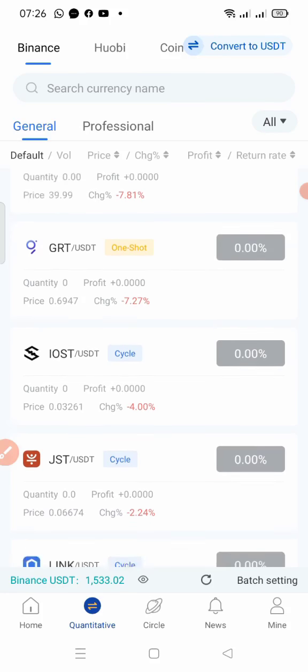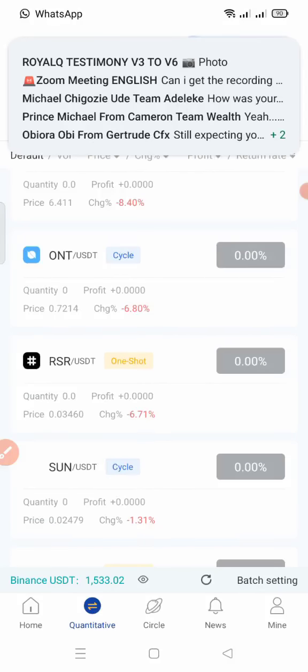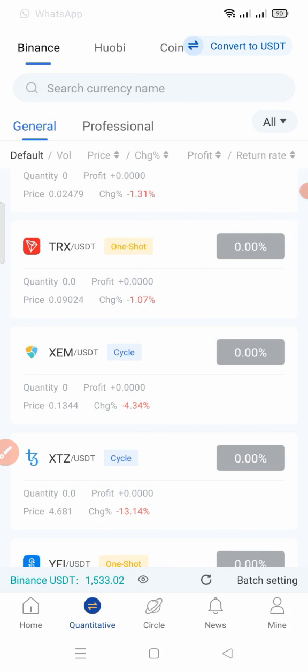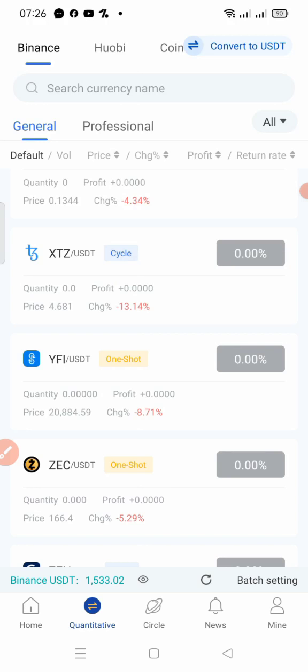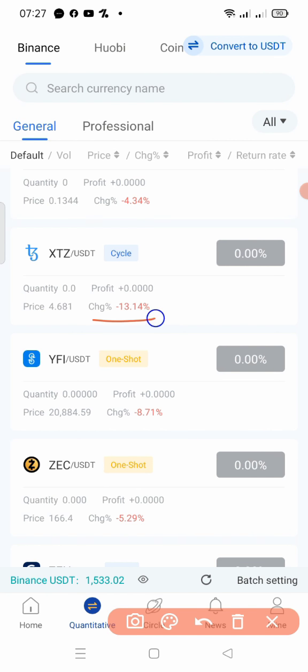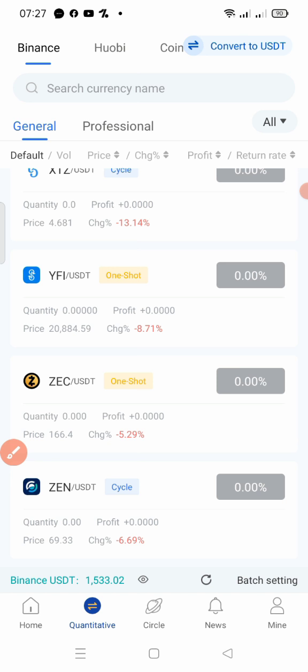So let's keep going. We want to identify the least performing coin by looking at the percentage. So 1 inch CRV seems to be... we have XTZ. XTZ is minus 13. All right. So 1 inch, XTZ. Which other one is the least performing coin?